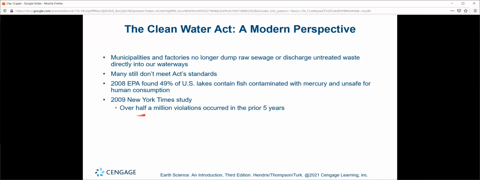A 2009 New York Times study found over 500,000 violations of the Clean Water Act occurred in the prior 5 years. 500,000 violations. And what is a violation? Dumping raw sewage and discharging untreated waste directly into waterways because it's cheaper. Water is the key resource that humans use, and over 500,000 violations were found in the 5 years previous to 2009, not 1975, 2009. When everyone can agree we don't want rivers on fire anymore.